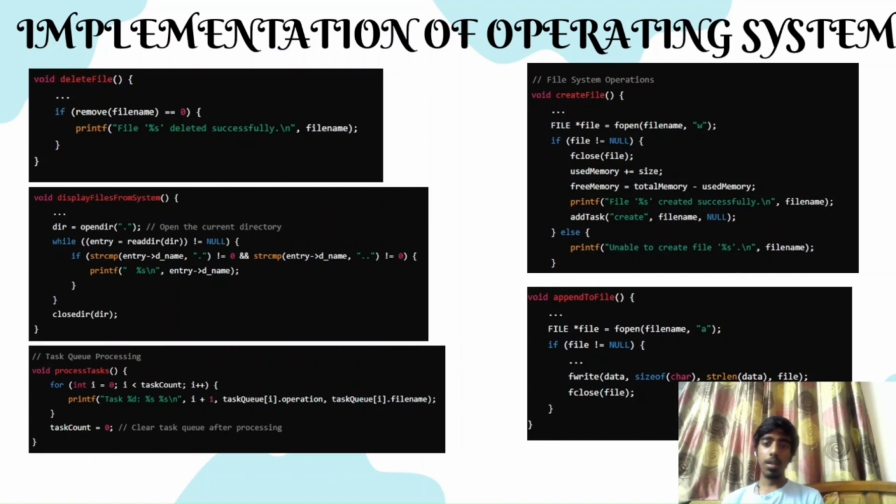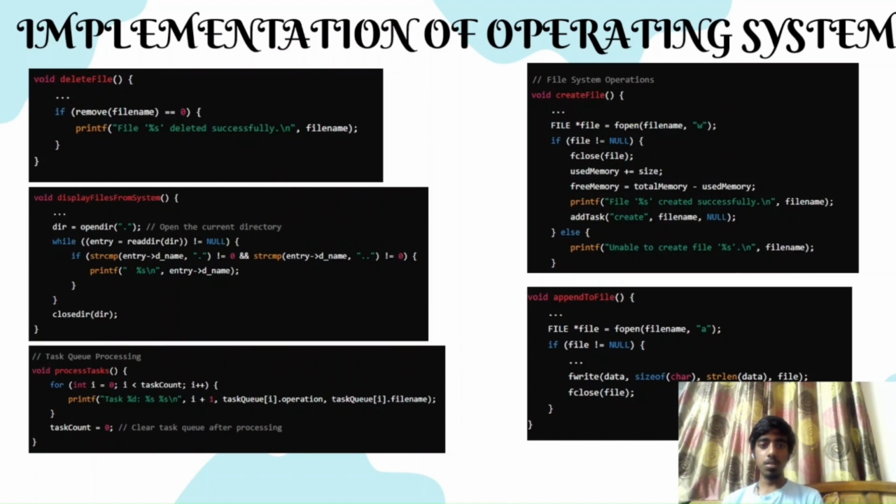The fourth function is create file. This function attempts to create a new file. Here, this line opens the file with the specified file name in write mode. If the file is opened successfully, a file pointer is returned. If the file cannot be opened, it returns null. The if statement checks if the file was opened successfully. If it was opened successfully, this line closes the file using the fclose function.